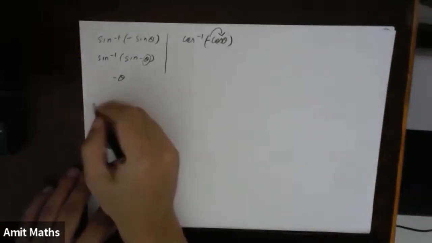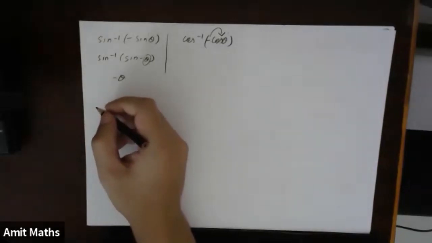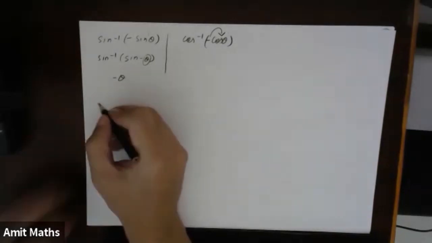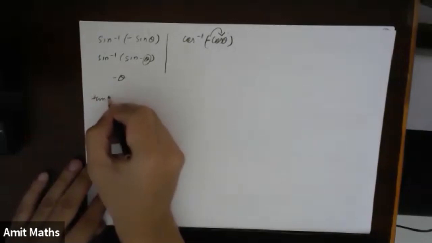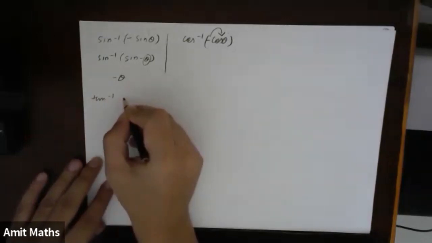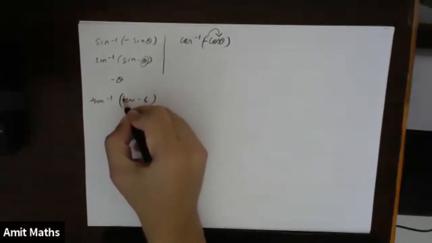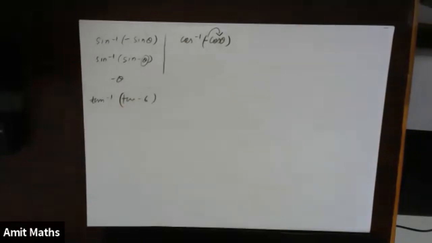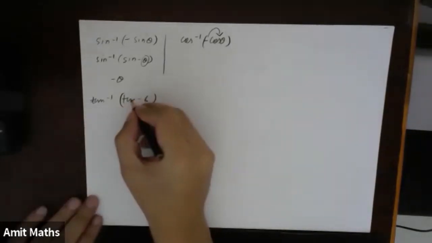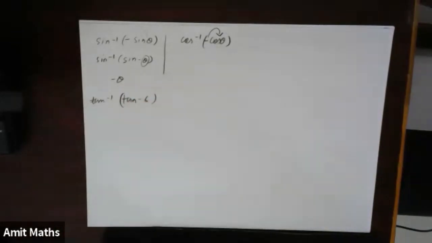Okay, next question. Let's see what the last question was. Yeah, tan inverse of tan of minus 6. Tan inverse of tan of minus 6. Check this one. This one must be much easier, right? Just check this one. Tan inverse of tan of minus 6.